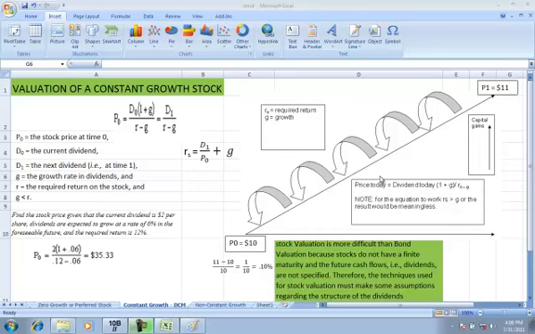Welcome to a short video showing the calculation of a constant growth stock. Now, you've learned in the past that the valuation of any asset is simply the future cash benefits derived, discounted back at a rate that's commensurate with the risk associated with the ownership of this particular asset.